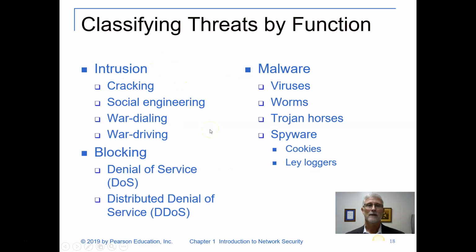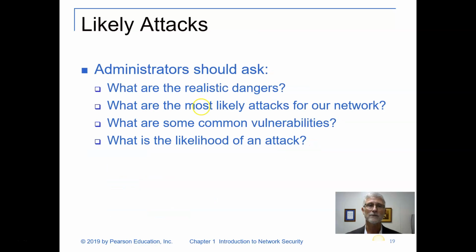There are several different types of threats. The three major categories: intrusion, blocking, and malware. There are different types under each one of these. You want to pay attention to what these are when you go through your reading and see what they are and what they do: what is cracking, what is denial of service, what is distributed denial of service. I think this should be keylogger. So there are different threats out there, and you need to decide, what am I trying to protect my data from?